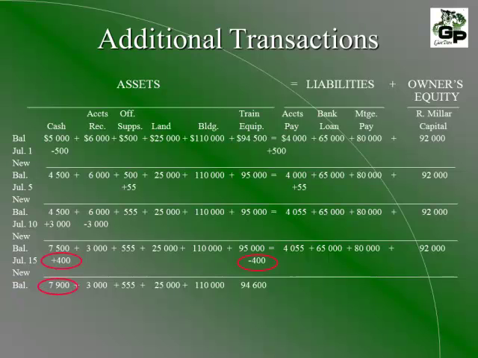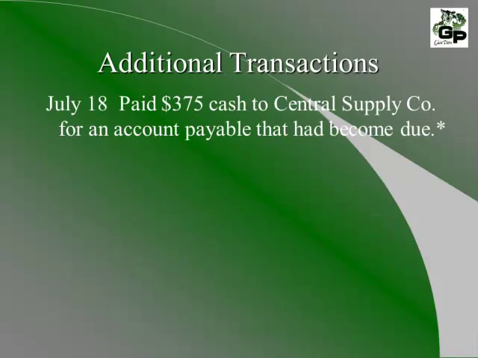Do the math and change the value for the balance. The old balance was $7,500 plus $400 means the new balance in cash is $7,900. The new balance in the training equipment is $94,600.